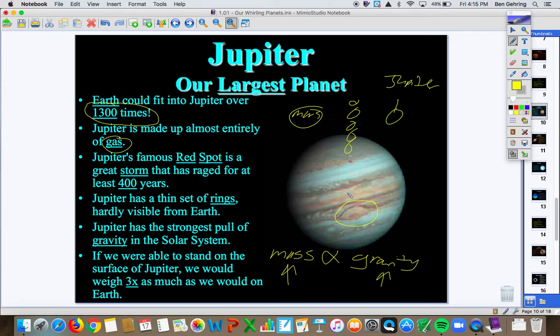If we were to stand on Jupiter, so if we could stand on gas, you would weigh about 3 times as much as you do here on Earth. So I weigh 180 pounds on Earth. I would weigh about 540 pounds on Jupiter, which is not good for me because I wouldn't be able to stand up.